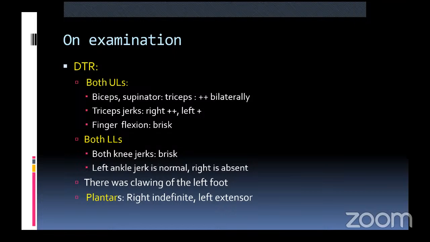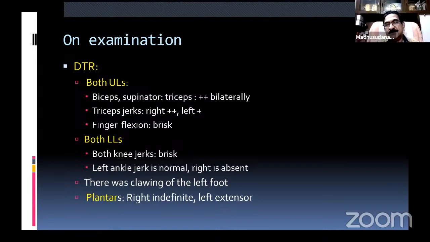There are two sites of lesion. One is at the dorsal cord, which explains the pain level and myelopathy symptoms. But there is also some peripheral component: the right ankle jerk is absent and there is left foot clawing. Very good. So that is one part. What you said is correct. So we've got myelopathy plus a peripheral problem, maybe radiculopathy or neuropathy.